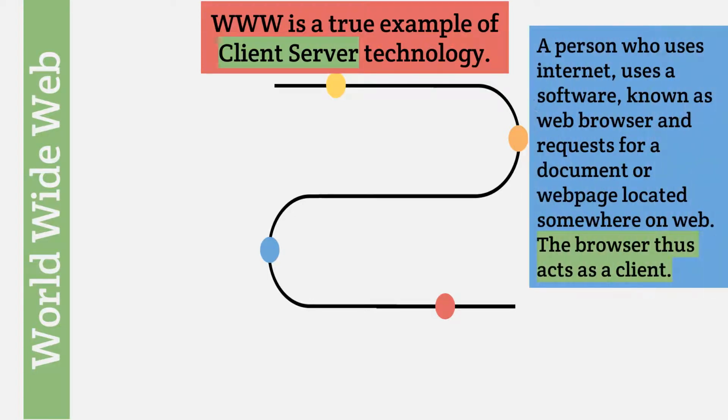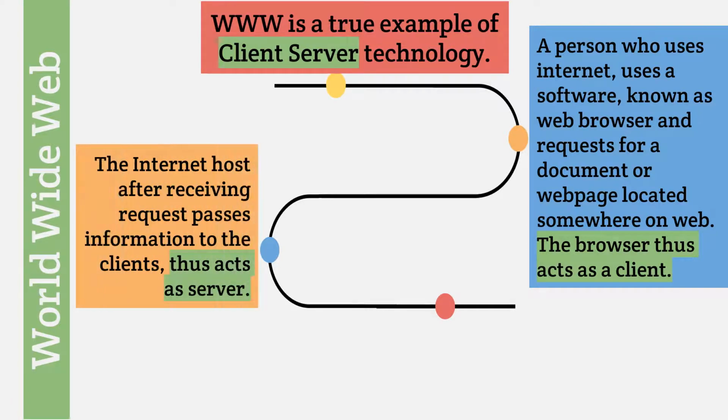Whenever a person uses internet, he or she uses the software known as web browser to open the web pages. We all use the web browsers, maybe Google Chrome, Internet Explorer, Mozilla Firefox, or any other web browser. Whenever we use the web browser to open any web page on World Wide Web, right? Then this browser acts as a client because we are requesting the web page that we want from the server. The web browser sends a request for the web page to the server.